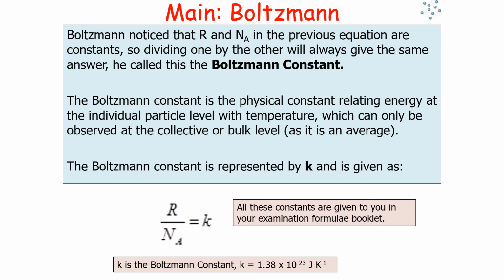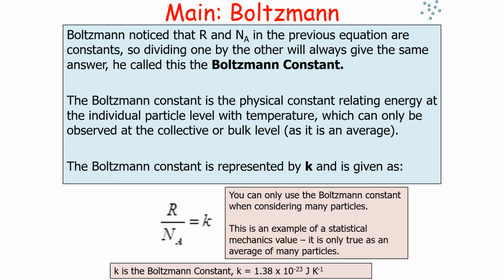All these constants, K, R and Na, are given to you in your examination formula booklet. K, the Boltzmann constant, is 1.38 times 10 to the minus 23 joules per Kelvin. What that is telling you is that when you raise the temperature by 1 Kelvin, each individual particle will receive an extra 1.38 times 10 to the minus 23 joules worth of energy. Remember, you can only use the Boltzmann constant when considering many particles. It's an example of a statistical mechanics value. It's only true as an average of many particles.